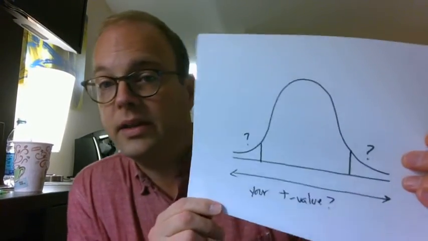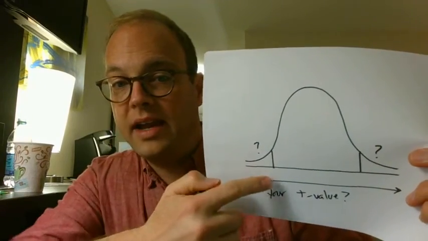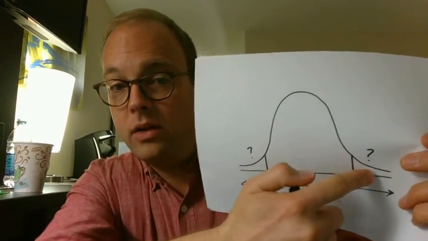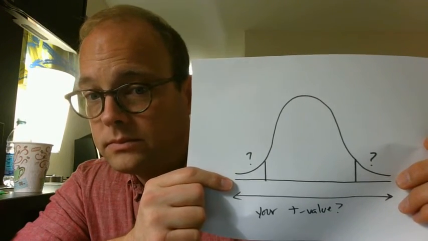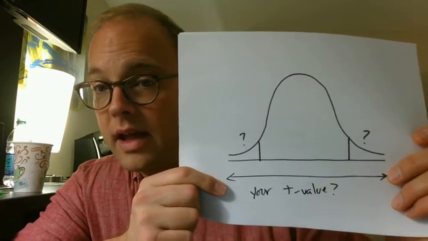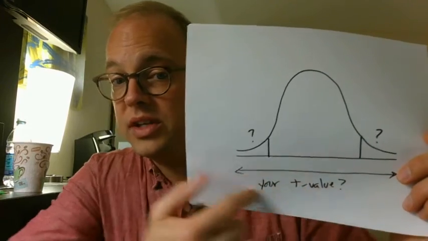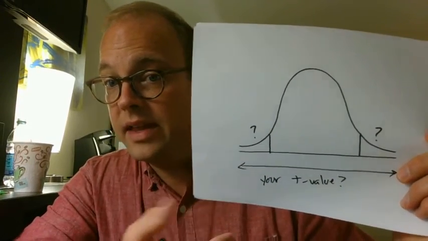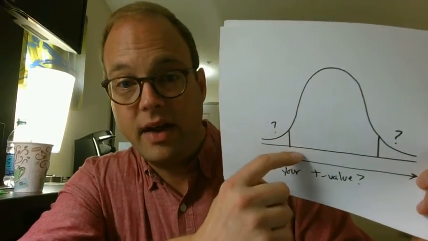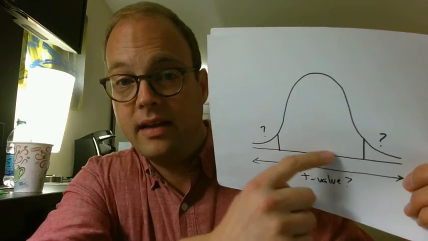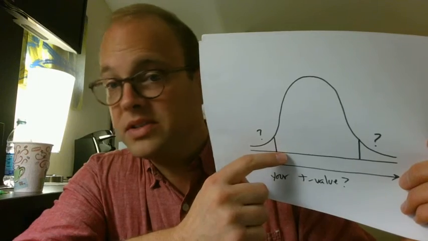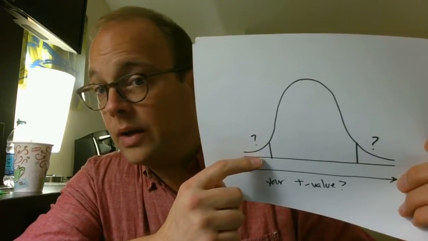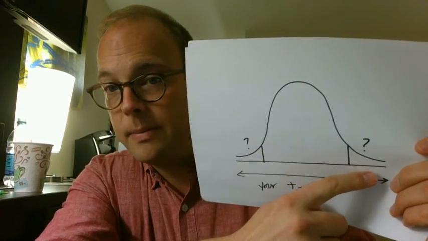Drawing the probability distribution, deciding where the tail or tails should be, then calculating a t-value using your data, and then deciding, does that t-value fall somewhere inside these limits, or does the t-value fall outside the limits?